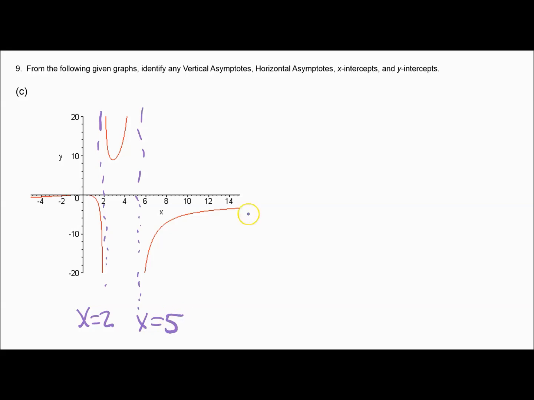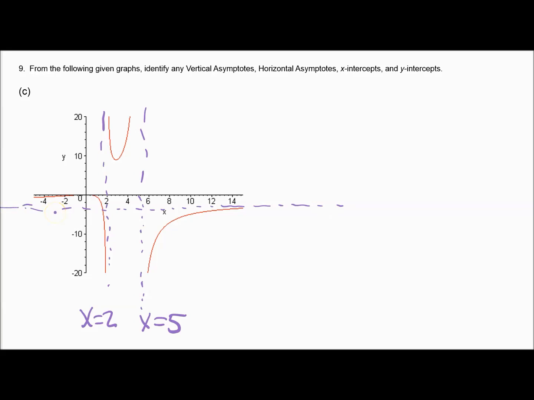On the other hand, here we're approaching this way, and this one goes up and then comes back down. So it looks like we probably have a horizontal asymptote right in here. What that is, I don't know. See, 2, 4, 6, 8, 10. How about y is equal to negative 4? Again, that's a guess. It could be negative 3.